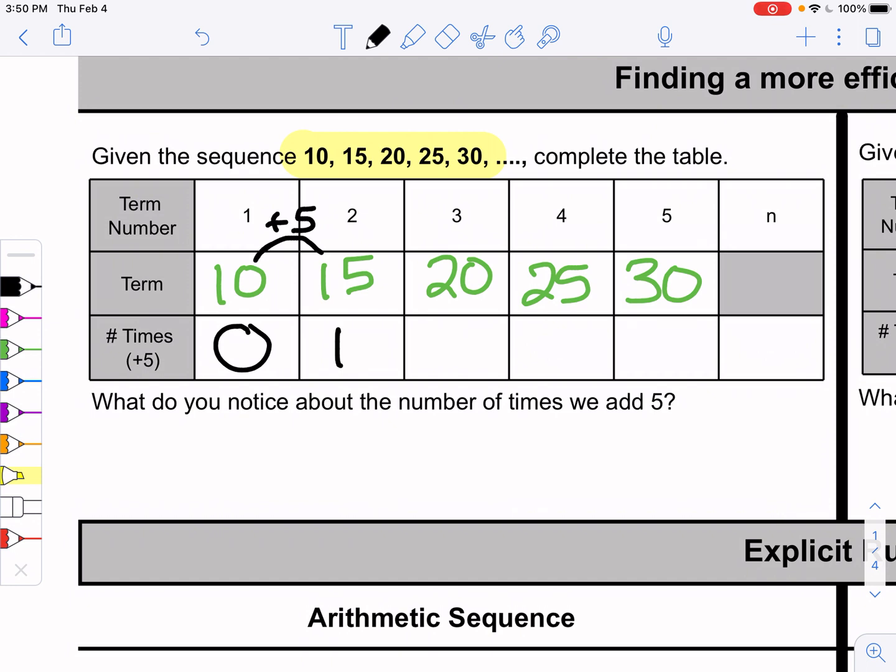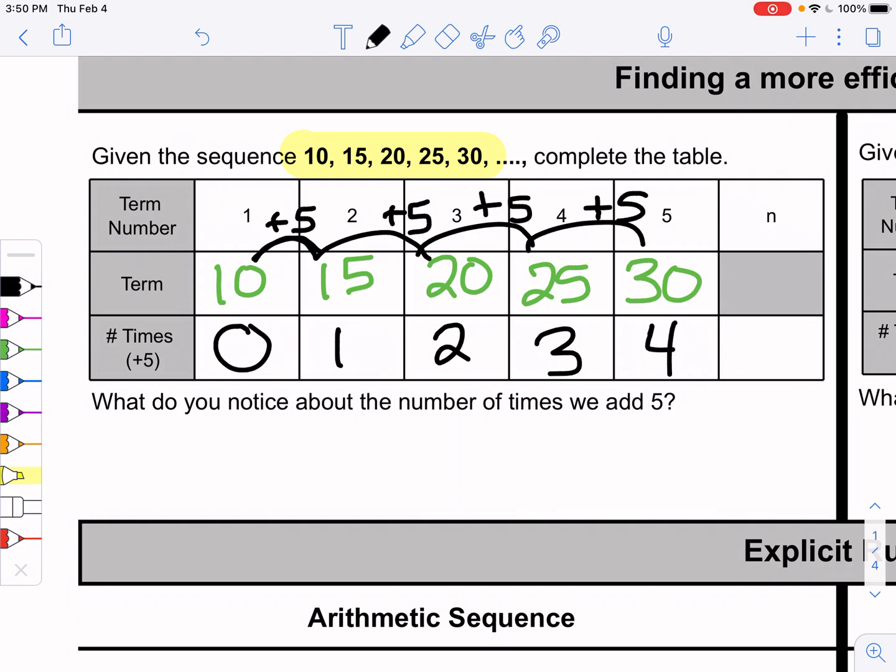From here, I go 1, 2, I add 5 twice. To get here from the original, I add 5 3 times, and to get here from the original, I add 5 4 times. So it's the number of times we add 5. So if you notice, the number of times we add 5, well, this is what I'm going to be looking at right here. So let me erase this piece.